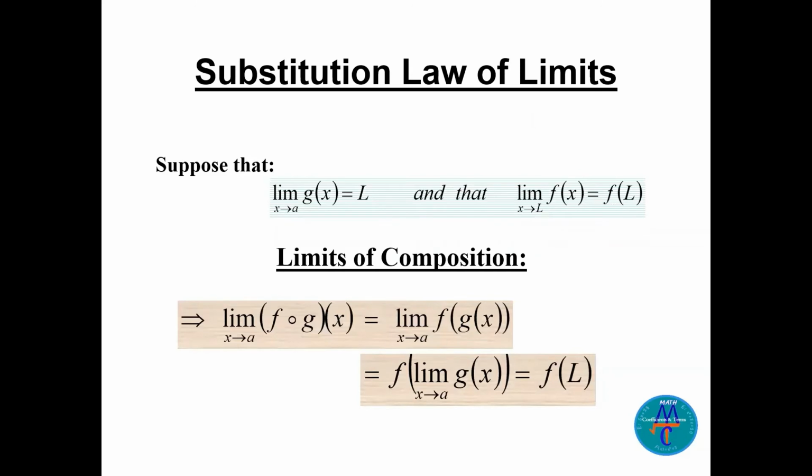Substitution law of limits. If we have a composition f circle g, we need to find the limit of the composition of two functions. F circle g of x will be the limit of f of g of x. The limit of g is L, and the limit of f of x as x goes to L will be f of L. So this is what we call substitution. We substitute now the limit of g is L, and that will be f of L.